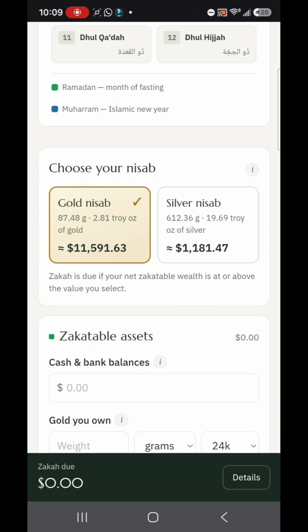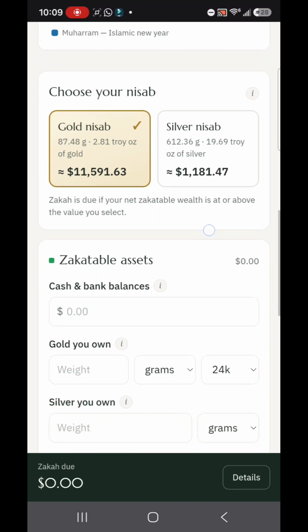which is enough money to buy 2.81 ounce of gold, or to be exact, troy ounce. Troy ounce and regular ounce, there's a little bit of difference. Also, there is the equivalence in gram for gold, 87.48.